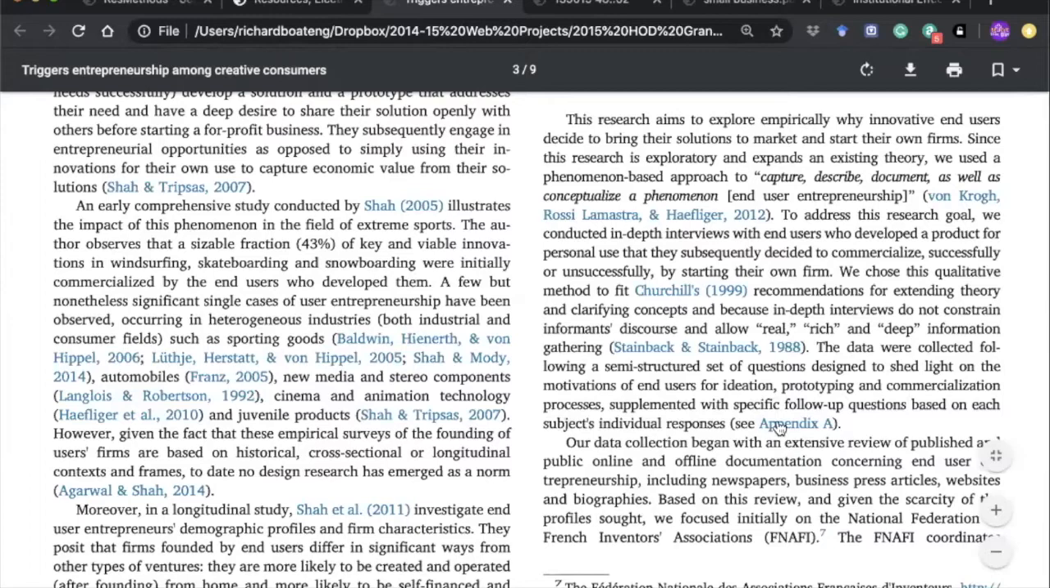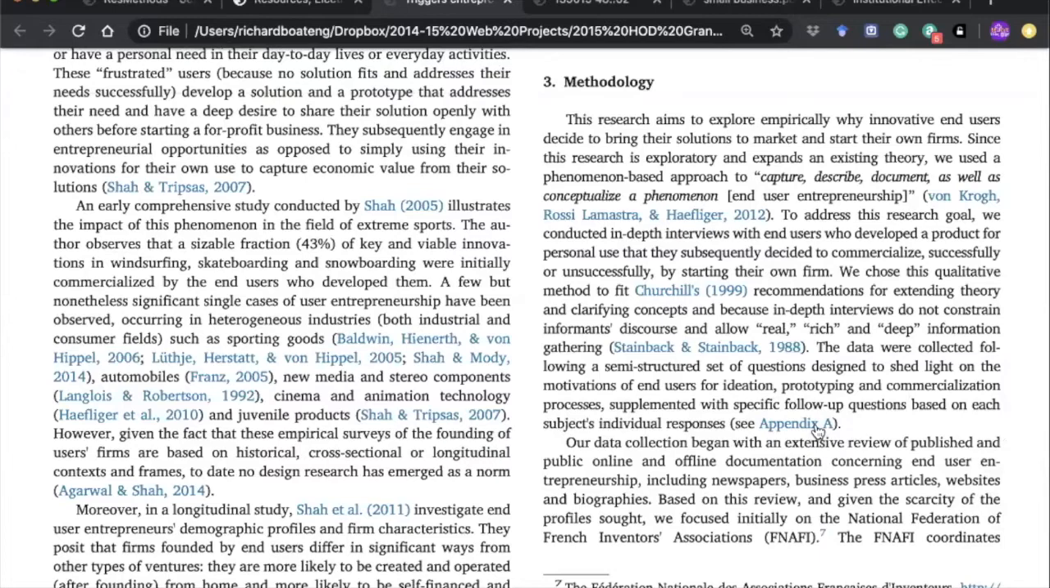So this is where the questionnaire is. And what is quite interesting here is that he's emphasizing that he used the data that he had, he broke it in. The questionnaire was structured in terms of ideation, prototyping, and commercialization processes. And that is how the questions were structured. And that's the same way we collected the data.